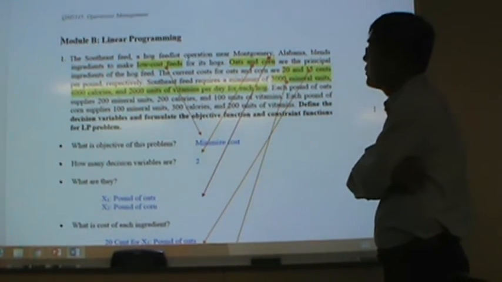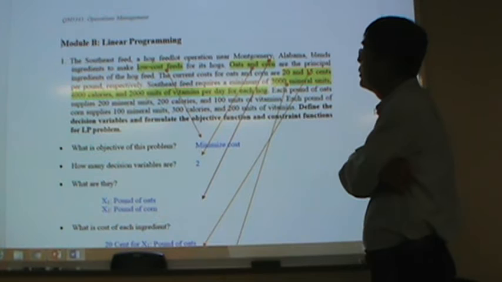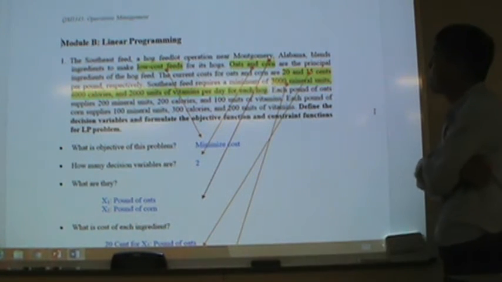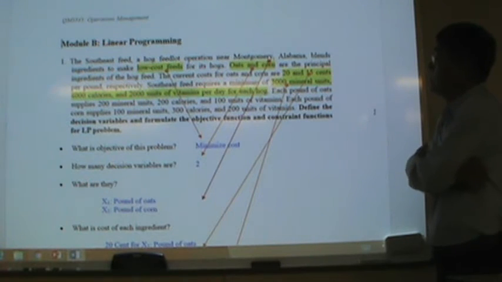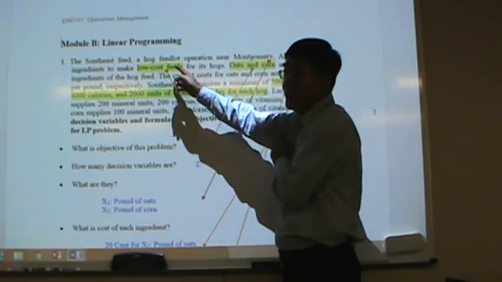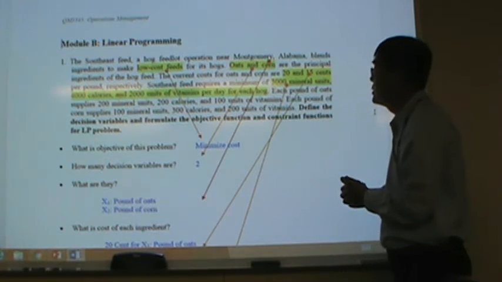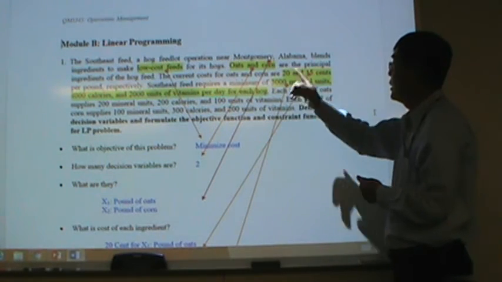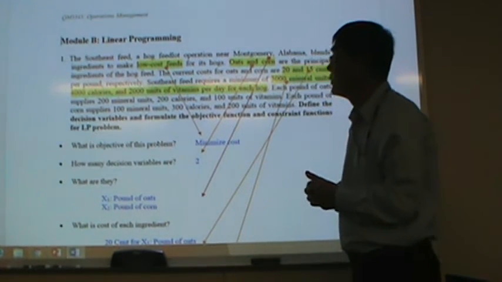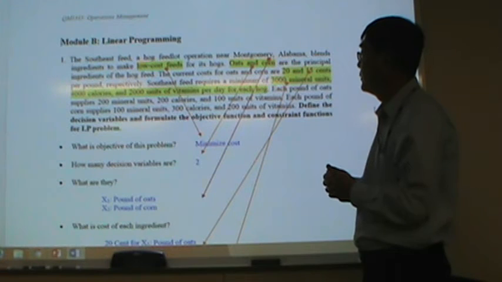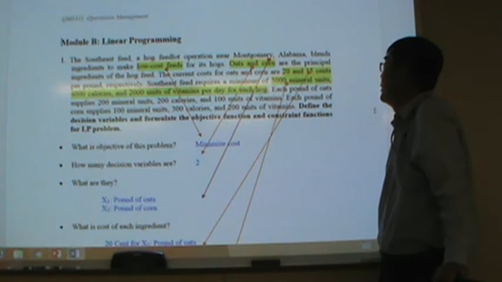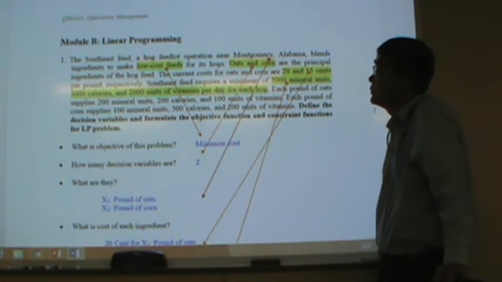The Southeast Feed, a hog feedlot operation near Montgomery, Alabama, wants to mix ingredients to make low-cost feed for its hogs. Oats and corn are the principal ingredients of the hog feed. The costs for oats and corn are 20 and 15 cents per pound.